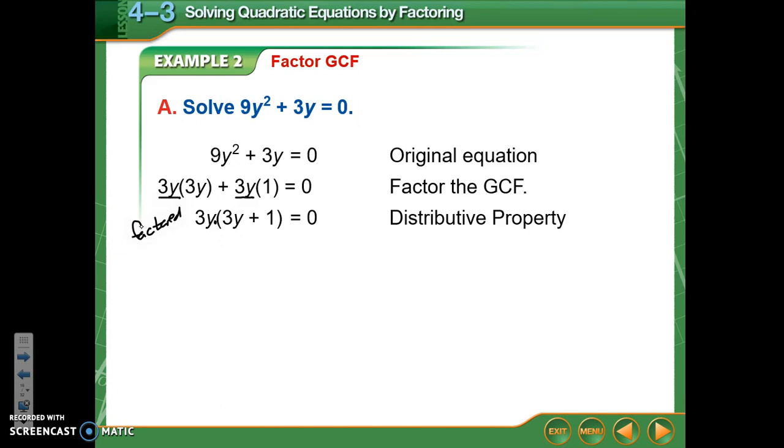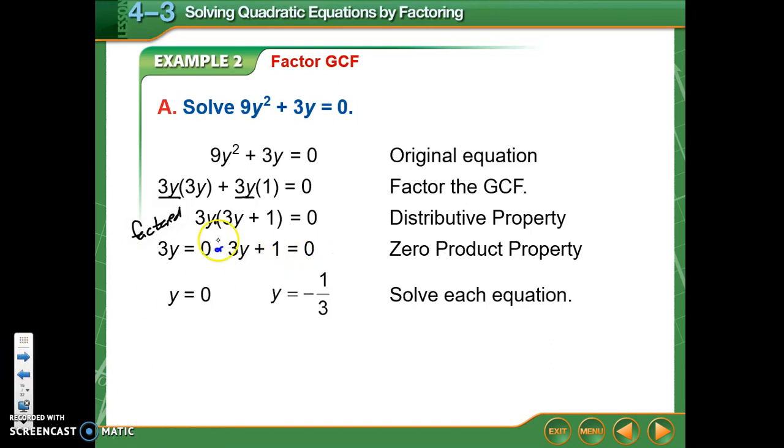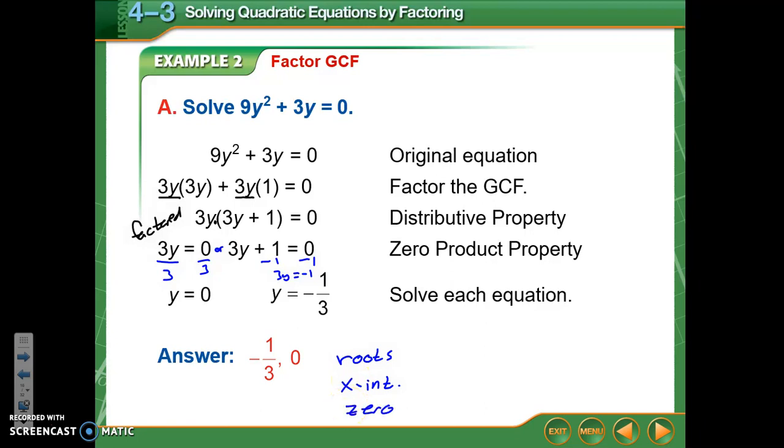And since it's in factored form, I can use the zero product property. So I'm going to set each factor equal to 0. So either 3y has to equal 0 or 3y plus 1 has to equal 0. And then we're just going to solve each of those. Here I divide both sides by 3, and I get y equals 0. Here I subtract 1 from both sides and get 3y equals negative 1. And then when we divide by 3, I get y equals negative 1/3. So that means those 2 points would be my roots or my x-intercepts or my zeros.